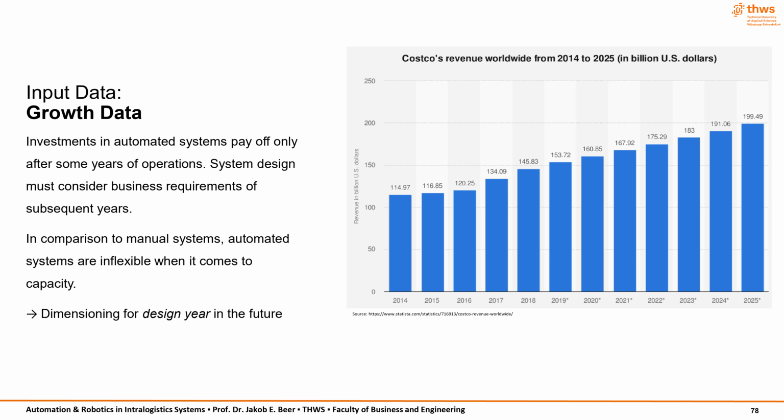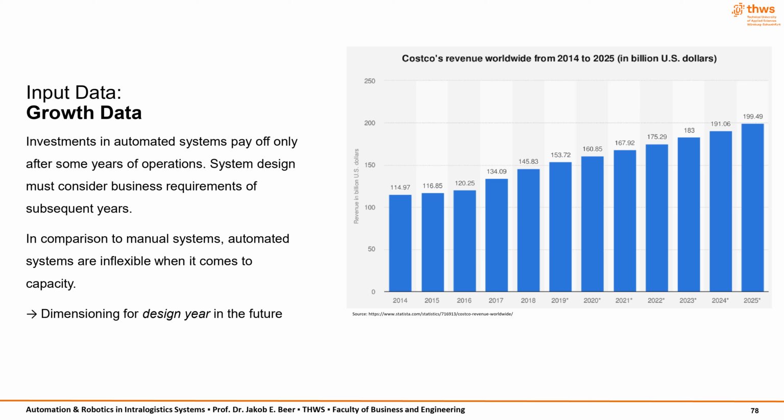Use historical growth rates, market outlooks, or internal sales targets. Also keep in mind that automation systems are often less flexible than manual operations. You can't just bring in more temporary labor or rent a few more pallet spots when demand spikes. Once the automated system reaches its capacity limit, you hit a wall. Therefore, it's essential to leave headroom in the design, and this headroom must be justified with solid growth data.